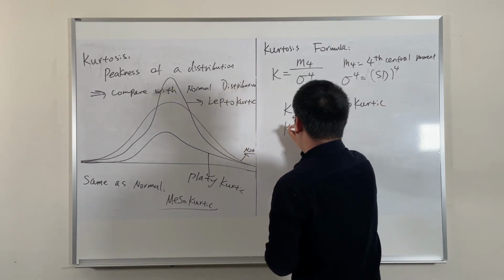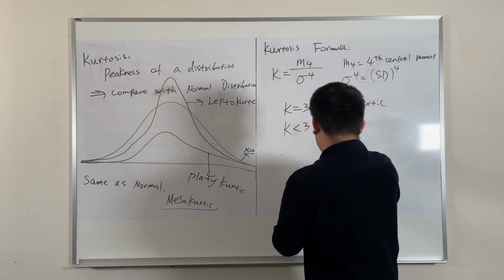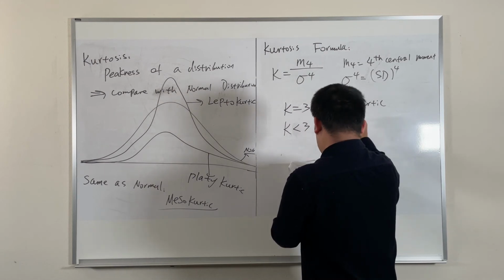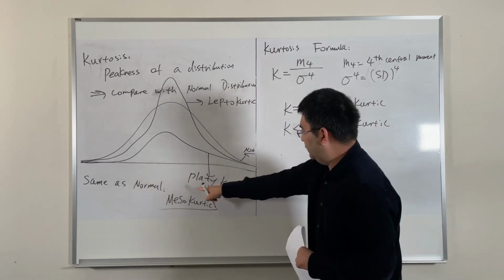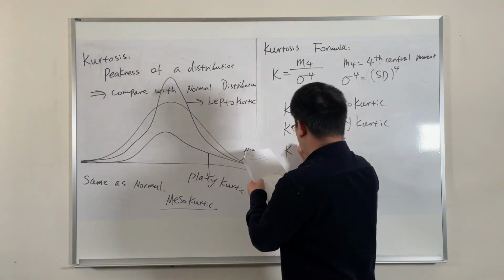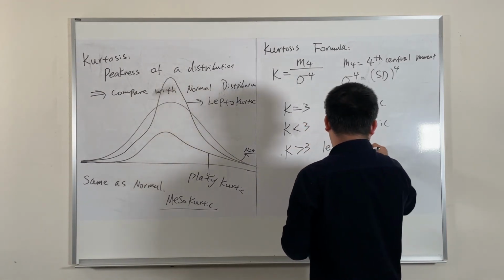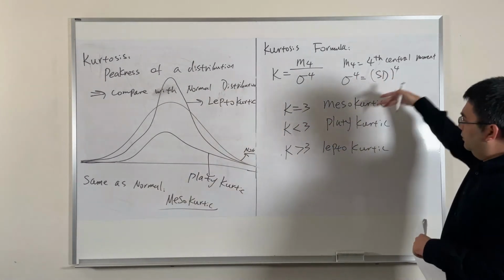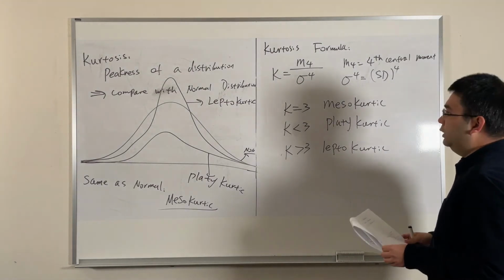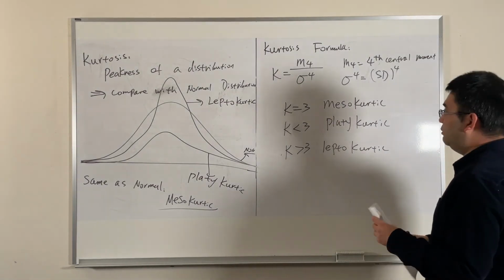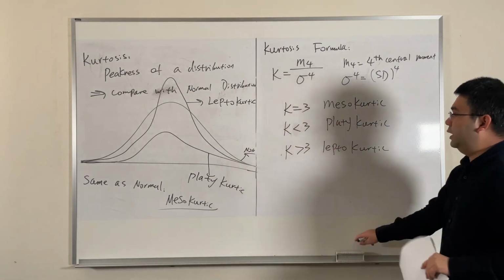If K is less than 3, it's platykurtic, which is the flat case, and if K is greater than 3, it's leptokurtic. So you're going to use this formula and compare with 3 to decide which type you have. Now I want to do an example to demonstrate how you will calculate these values and how you will make a decision.